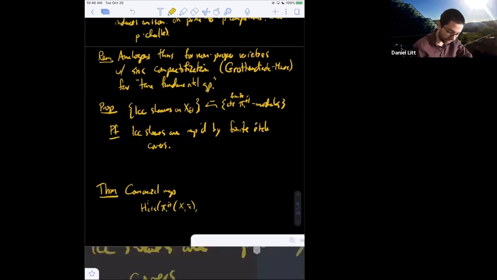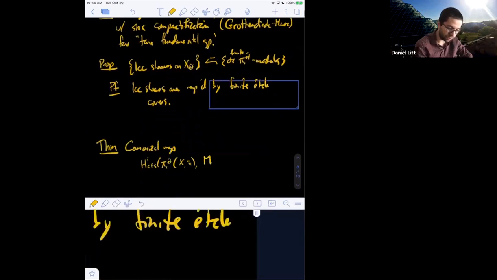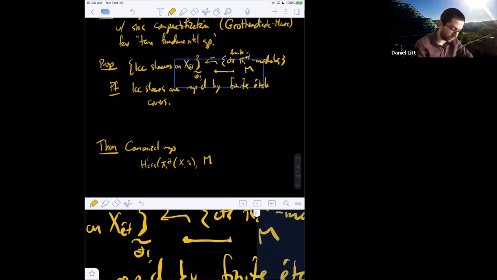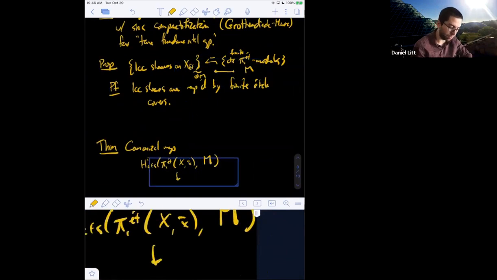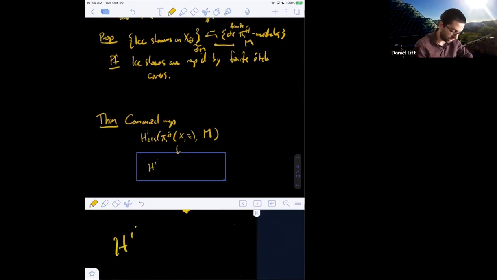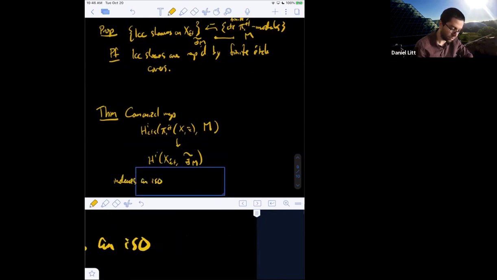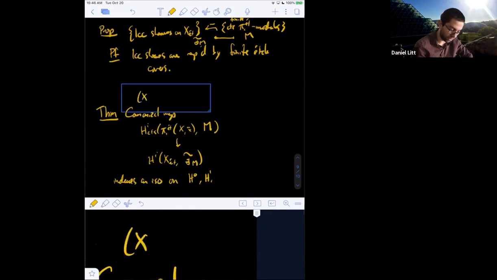Okay. So finally, there's a canonical map. Let me give this functor a name. Given M, I'm going to send it to the LCC sheaf F sub M. So there's a canonical map from continuous group cohomology with coefficients in a pi1 module M to H^i of X étale with coefficients in the sheaf F_M. And the theorem is that this induces an isomorphism on H0 and H1. Here X is connected.